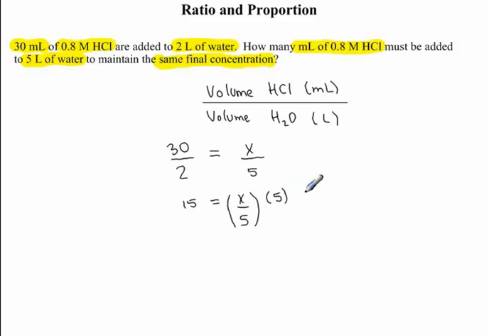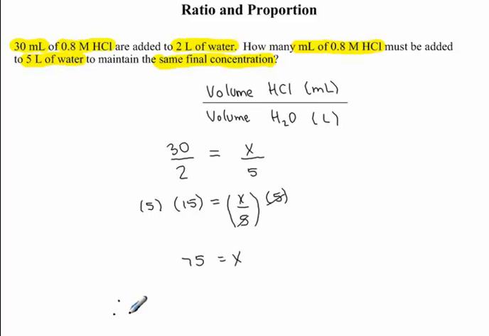So these parentheses mean I'm multiplying. So X over 5 times 5, but we also need to do this on the other side of the equation. Five times 15 will give us 75, is equal to, now we have these 5 divide out to 1, and we're left with x. So our x represented our volume of HCl in milliliters.